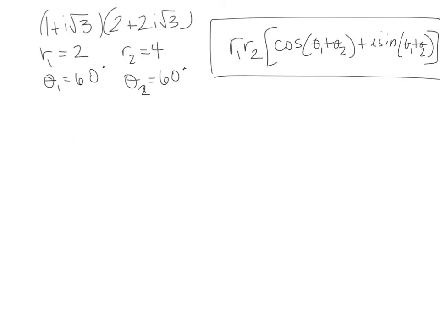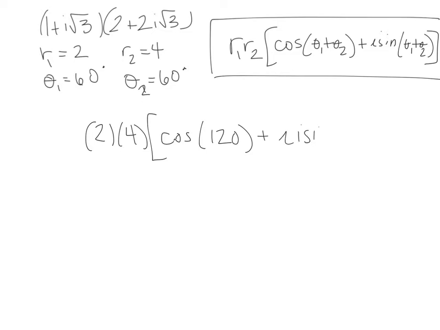And now we'll actually use the equation. From now on, you're just going to fill in what you already know. We know that r1 is 2 and r2 is 4, times the cosine of the added angles, which is 120, plus i times the sine of also 120, because you just added the angles. That's going to be 8 times whatever the cosine of 120 is, which is -1/2, plus i times the sine of 120, which is √3/2.